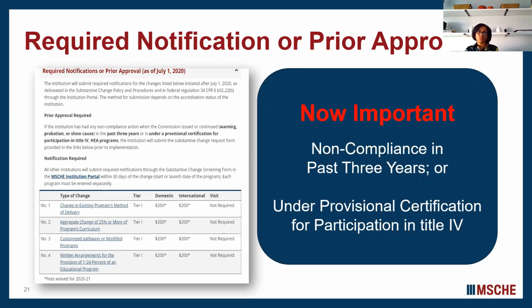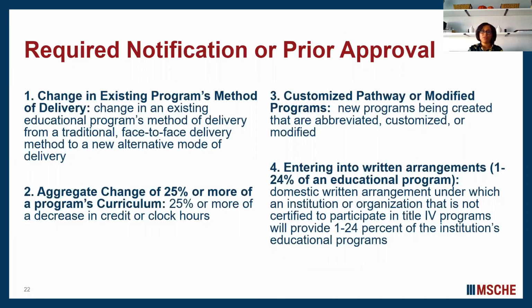There are 4 new types, which are a result of the revised regulations. You will find these on our website under required notification or prior approval. Institutions that have received a non-compliance action by the Commission over the past 3 years or are under a provisional certification for Title IV must obtain approval from the Commission for these types before implementation. All others must submit a notification. And the $200 fee is waived for the 2021 fiscal year. Now let's go into what those types are.